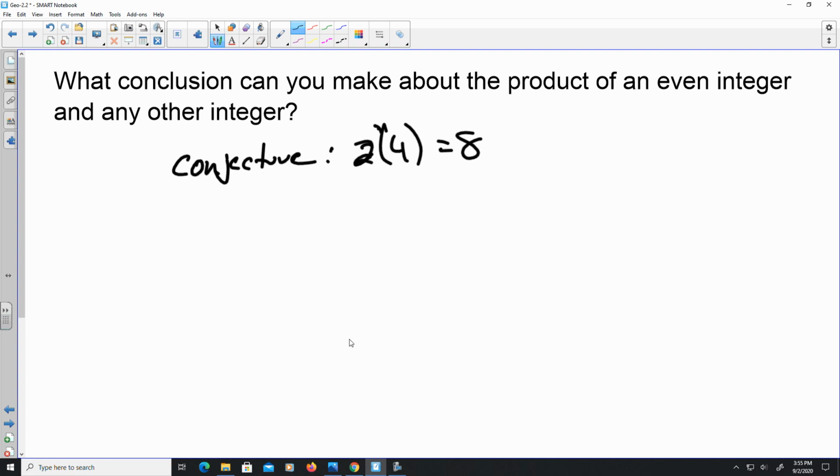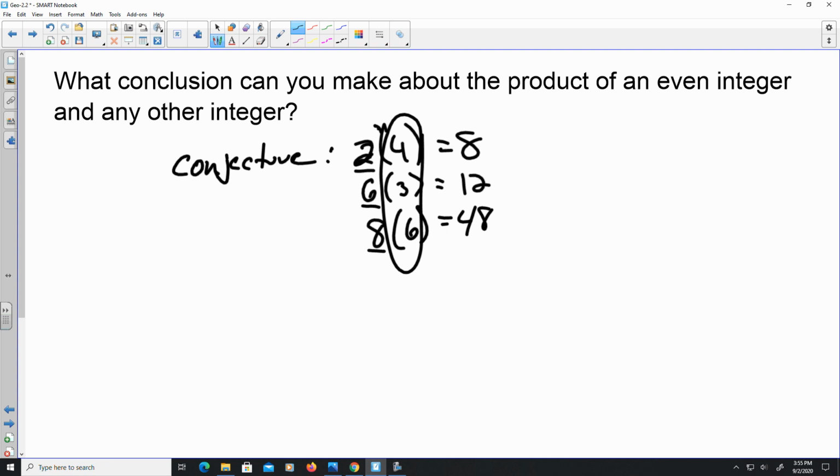Let's do 6 times 3, that equals 18. Let's say I go 8 times 6, and that gives me 48. So I have even number, even number, even number, and I have any integer on this side. It could be even or odd. The result of this was an even number, an even number, an even number. So right now, my guess is that they're all going to be even.